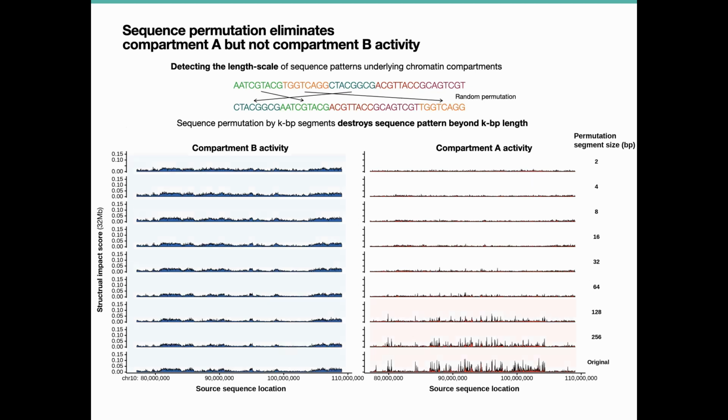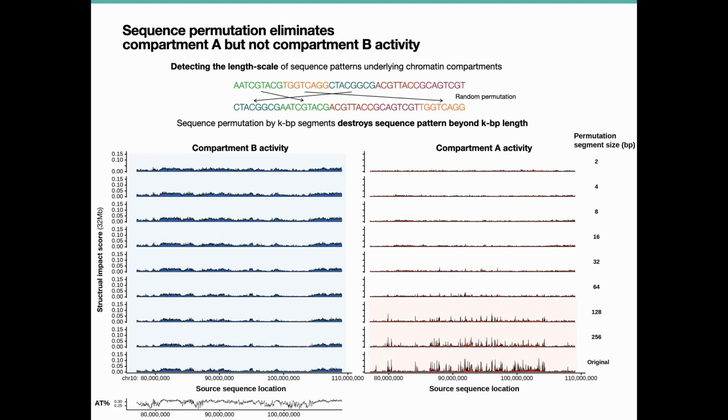We observe distinct sensitivities to sequence permutations for A and B compartment activity. Sequence with compartment A to B activities on the left is almost unaffected by permutations even up to 2 base pair segment size, indicating little dependency on complex sequence patterns. And consistent with this observation, the compartment B activity is correlated with single nucleotide composition, with AT-rich regions possessing stronger compartment B activity.